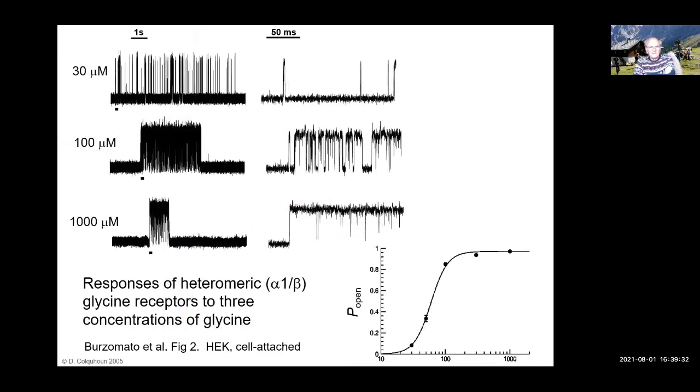Now, the last example is for a heteromeric glycine receptor, alpha 1 beta. This shows the responses of these receptors to three different concentrations. This is on a compressed time scale, that's 1 millisecond. This is 50 milliseconds. Of course, the openings get more frequent as the concentration goes up. You can measure the fraction of time for which an individual channel is open during one of these bursts of activity. That gives you the probability of being open.